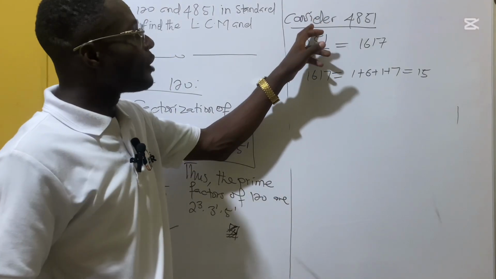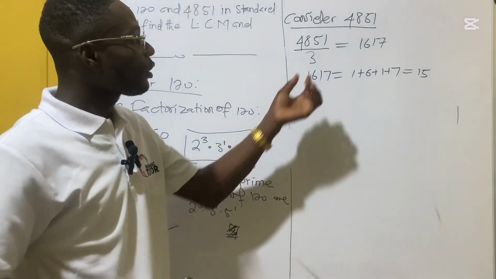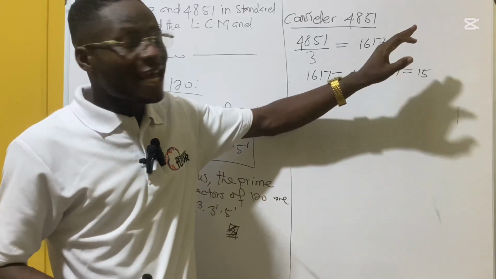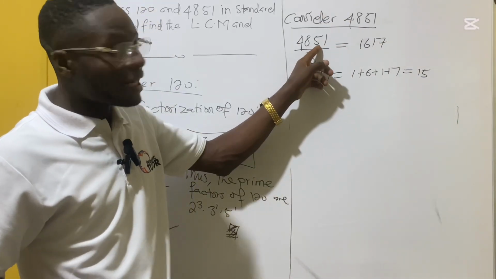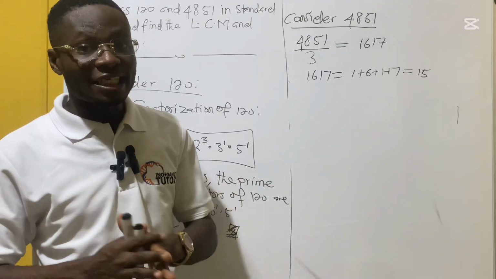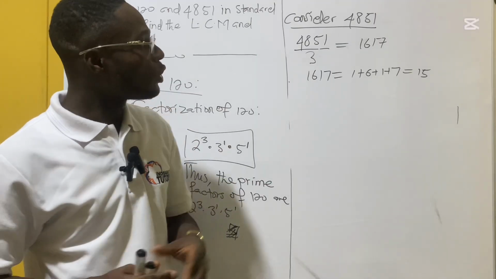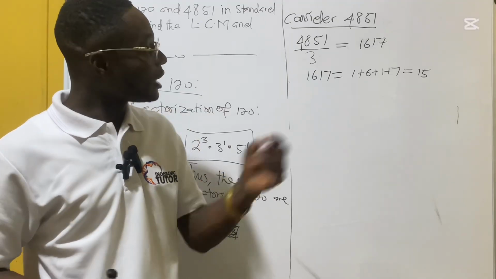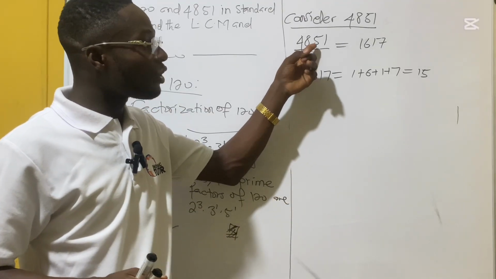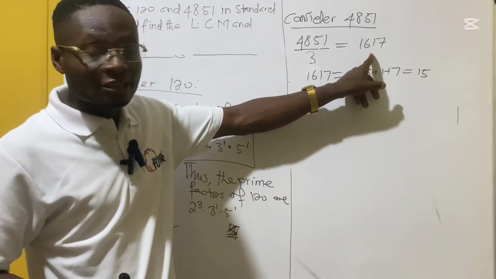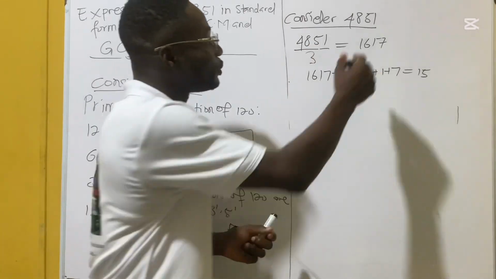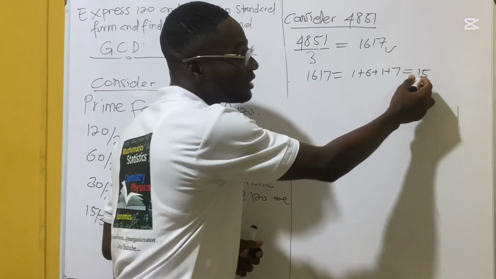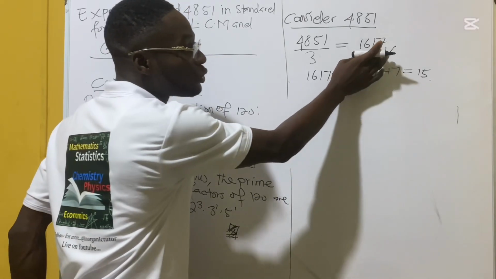So let's do that for 4851. When you sum the digits of 4851, we're going to have 18. 18 is divisible by 3, but when you check the last digit of 4851, it's an odd number, so 2 won't work. So we consider the odd prime number next to 2, and that is 3. So 3 divides 4851 to give 1617. When you add the digits of this result, you're going to have 15, which is still divisible by 3.